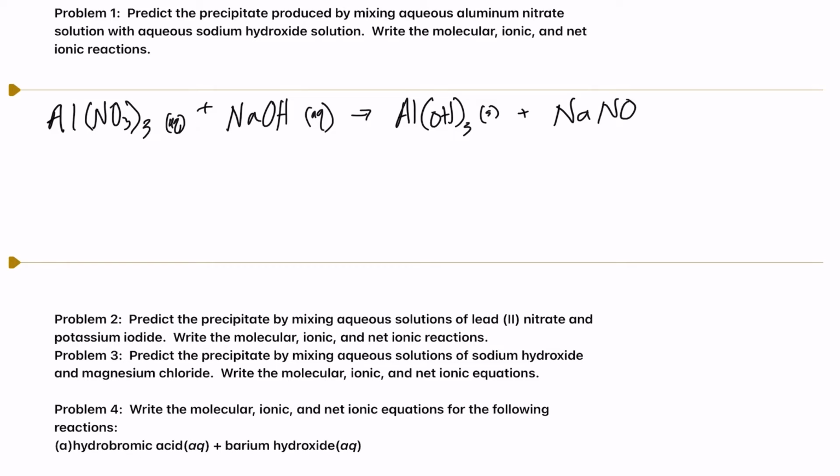So aluminum nitrate, we see that aluminum is a +3, nitrate being a -1. Our sodium hydroxide is a -1, sodium is a +1. These are all soluble, so we are in aqueous solution. We take a look at the aluminum hydroxide. Hydroxide is not going to be soluble with aluminum. So we have a solid, plus we have our sodium nitrate, which again will be aqueous. So we balance our equation here.